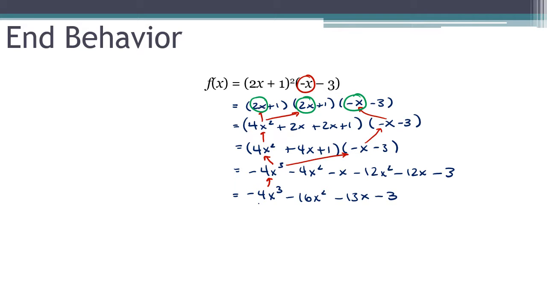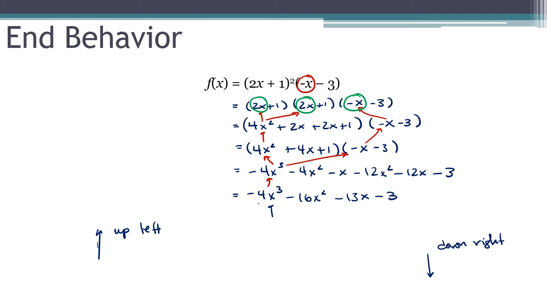Now again, just to finish out the question, if I put a really big positive number in here for x and cube it, it's going to be positive. Multiply it by negative 4, and it's going to be negative, right? So this polynomial is going down to the right. And if I put a really big negative number in there and cube it, it's negative. Multiply it by negative 4, it's positive. So this one will be going up to the left.